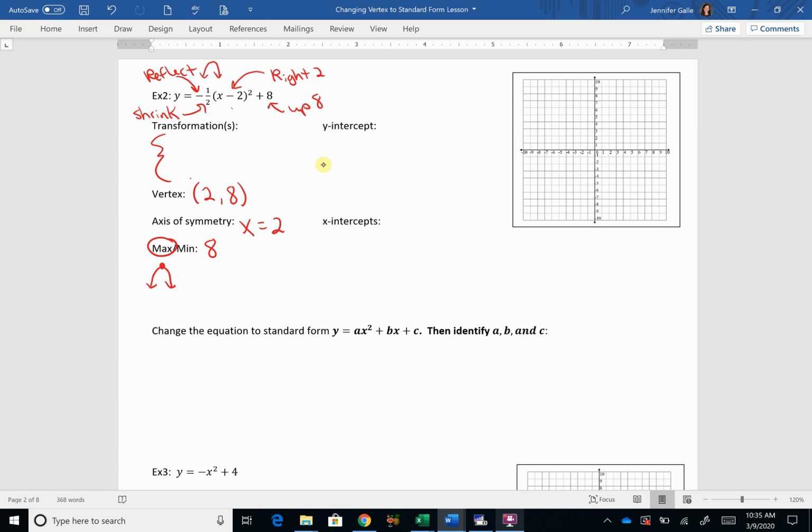Now, if we want to find the y-intercept, the 0 goes in for x. The y-intercept's the easy one to find. But make sure, double check it, guys. I'm serious. Use the calculator. Type it in as you see it. Make sure you can come up with the right value. So you have negative 1/2, 0 minus 2 squared plus 8. You should get 6.